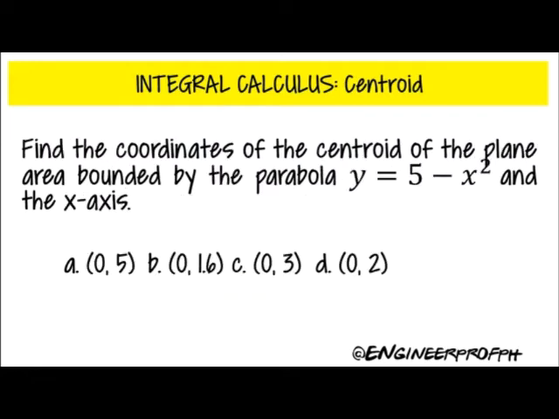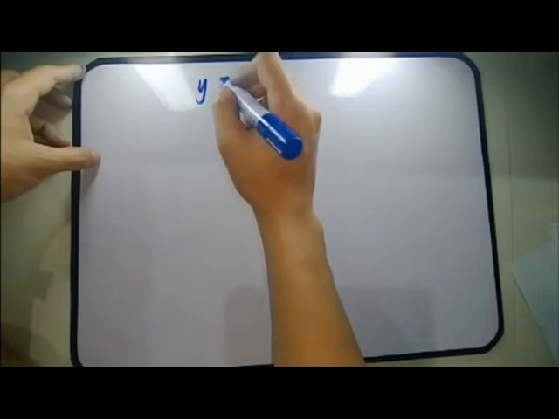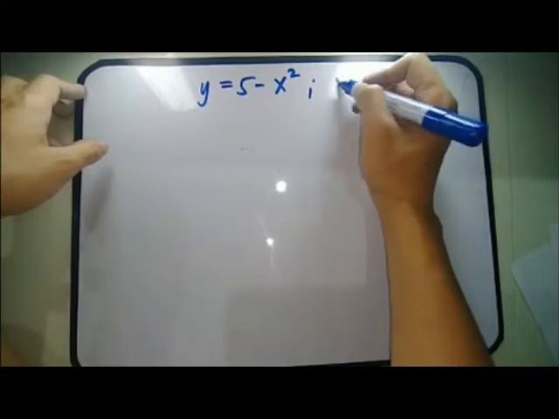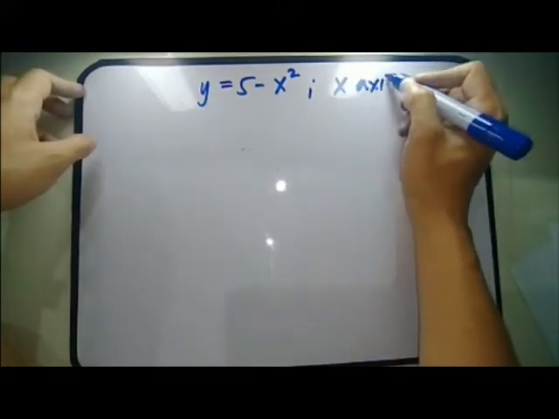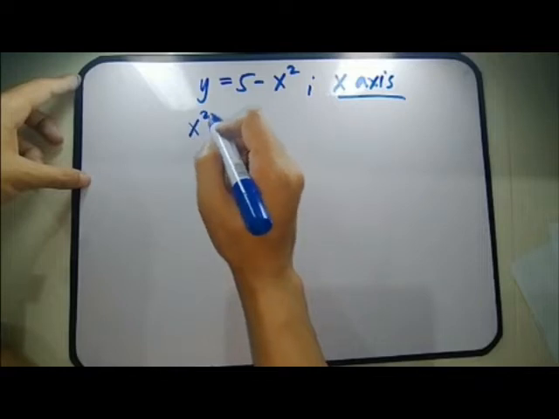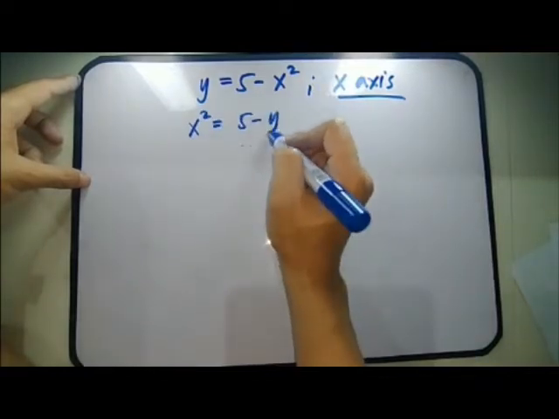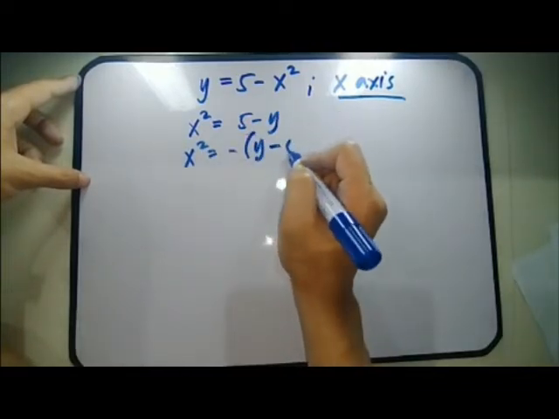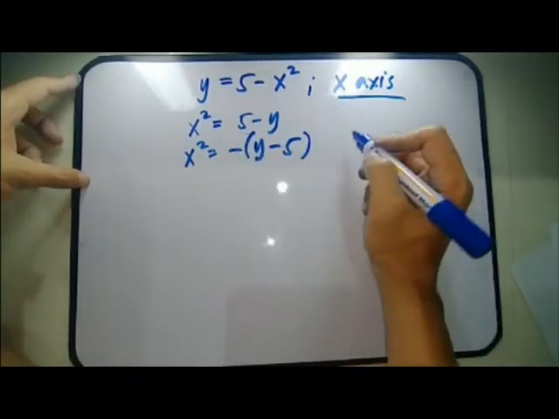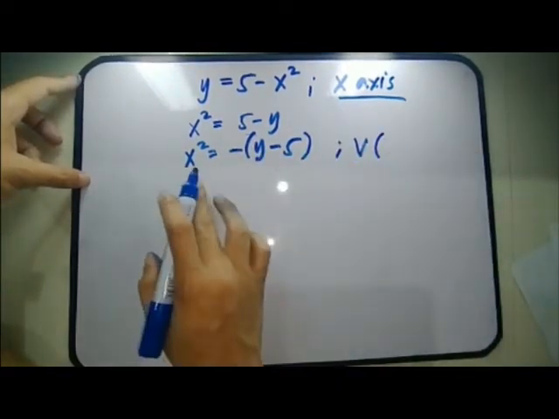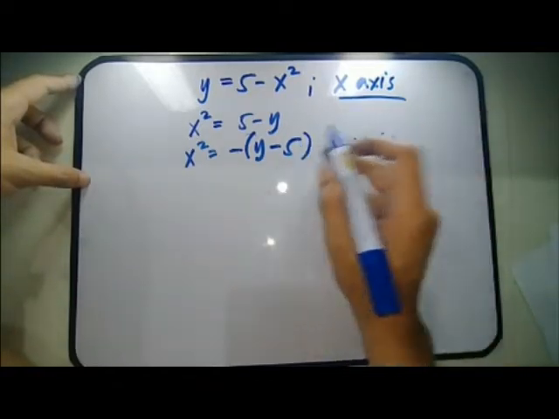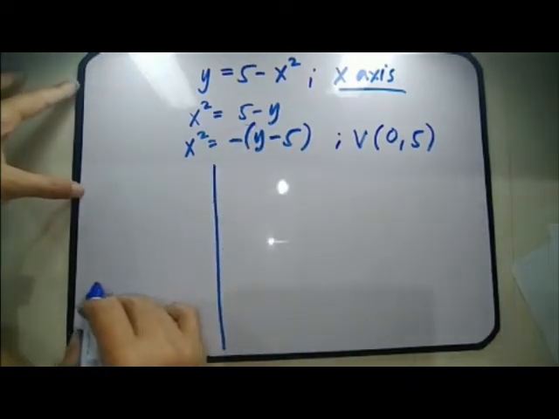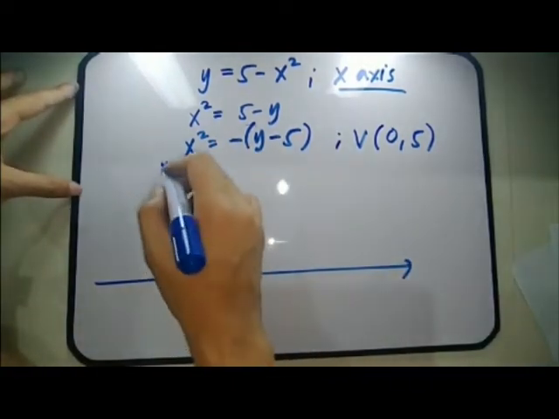So you have this equation or curve, function of x: y is equal to 5 minus x squared. You have here the x-axis. So we need to find the centroid of this figure bounded by these two curves. So x squared is equal to 5 minus y. So yung form niya, i-simplify natin, ilabas natin yung negative. So magiging siyang negative times the quantity y minus 5. So here we can say that the vertex is at 0 and 5. But y is negative, therefore this must be concave downward. You have here 0, 5.